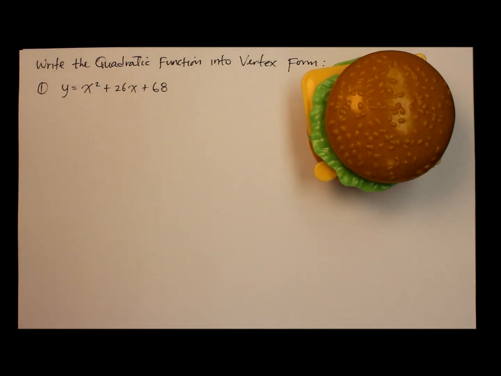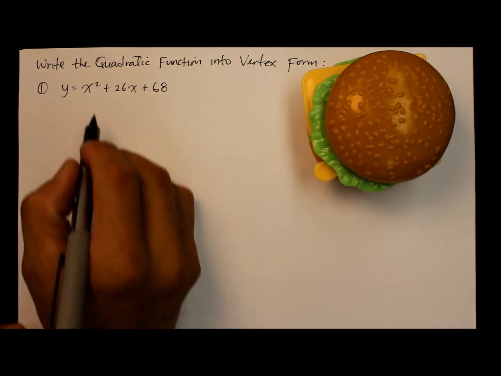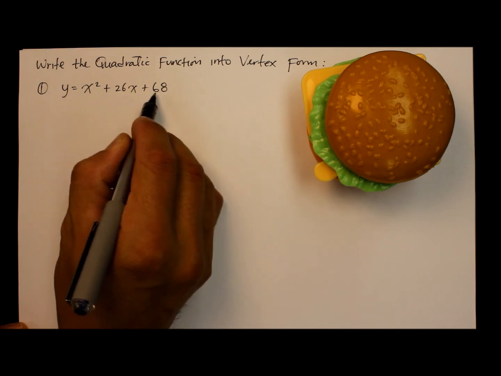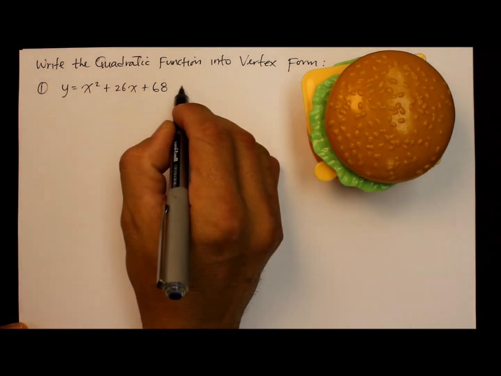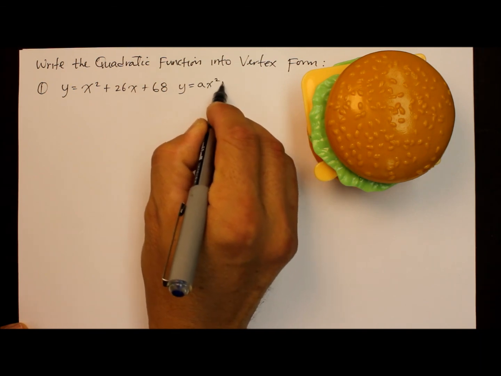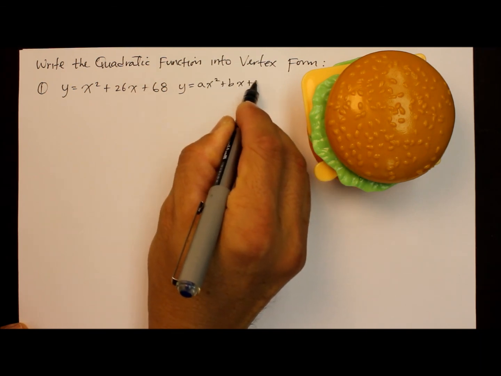Hi, this instructional video is about rewriting a quadratic function into vertex form. Now, here's an example, number 1. y is equal to x squared plus 26x plus 68. You see, this is standard form. You may recall it's written as y is equal to ax squared plus bx plus c.